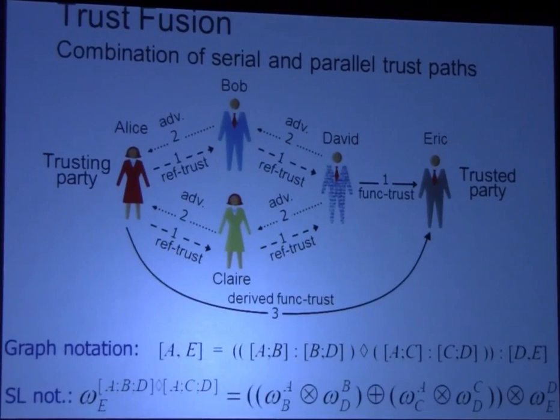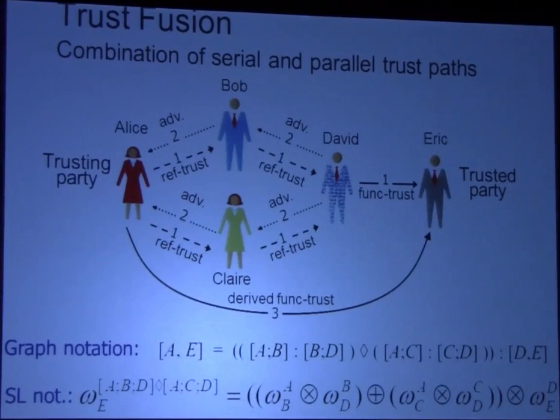And the formula is just a little bit longer. So let's have a look. The computational trust expression at the bottom. We have Alice's trust in Bob. That's omega AB. You see that? Omega AB, Alice's trust in Bob. And Bob's trust in David, that's omega BD. So that's this edge from Alice to David. And now the other edge, from Alice via Claire to David, that's the next term, omega AC, omega CD. So you have two parallel paths, two terms.